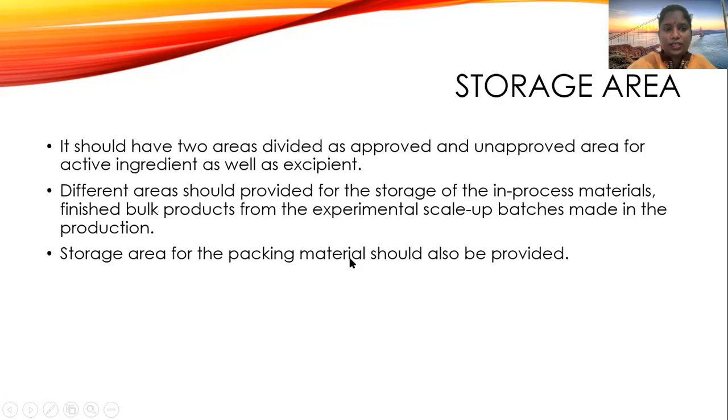So, the storage area. These are divided into approved and unapproved areas, with the active ingredients as well as the excipients. I want to explain this storage area in detail. Actually, the storage area is very important for production. So what will we store? Raw materials, approved products, and unapproved, meaning rejected, products. Tested compounds and finished products are also stored. So all the products we store in the storage area.